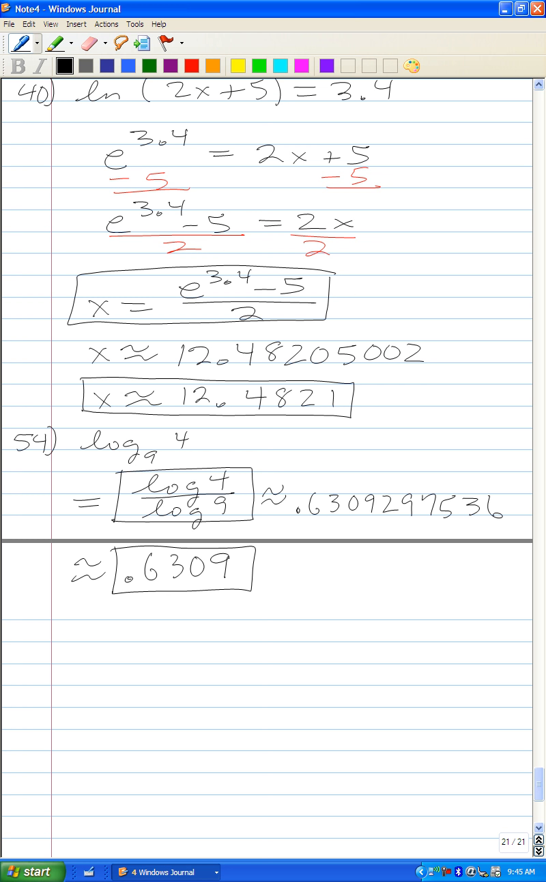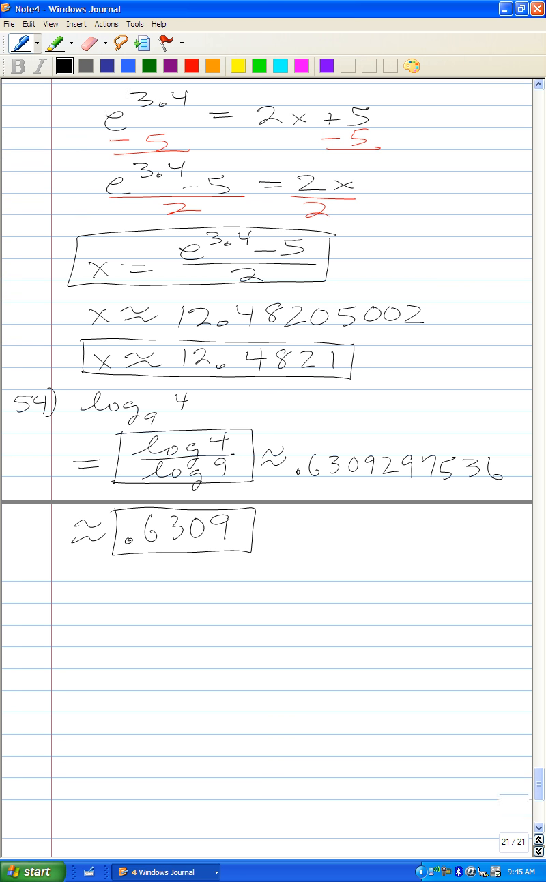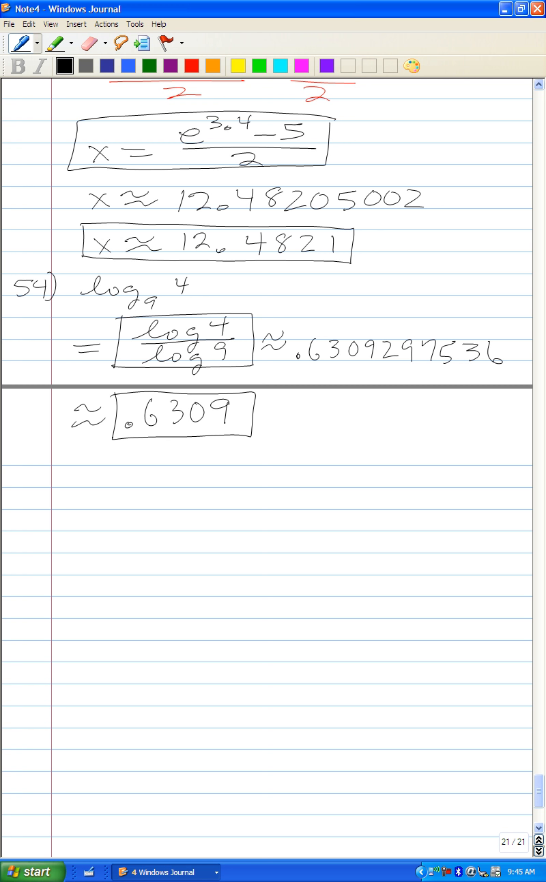So that finishes off section 9.7. Let's go on to section 9.8, page 590. Problem number 6. 8 to the x minus 2 equals 12. So solve each equation, give the exact solution, approximate the solution to 4 decimal places.